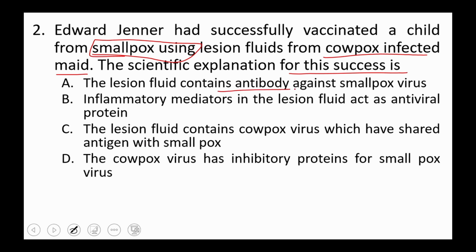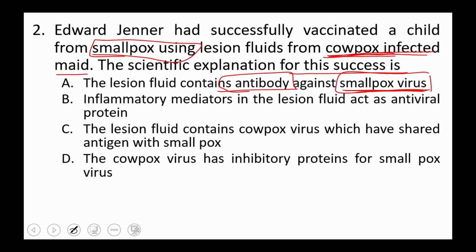Well, if there is preformed antibody in the lesion fluid of a cowpox infected maid and transferred to a child and protects the child from smallpox, this is perfect passive immunity. But this is not the case, because passive immunity will not last for a long period of time, and it may protect the child when he is exposed to the cowpox, but it's not going to protect him from smallpox. Okay?